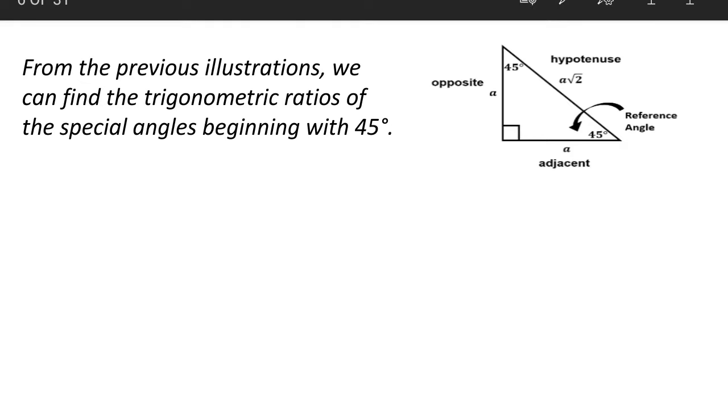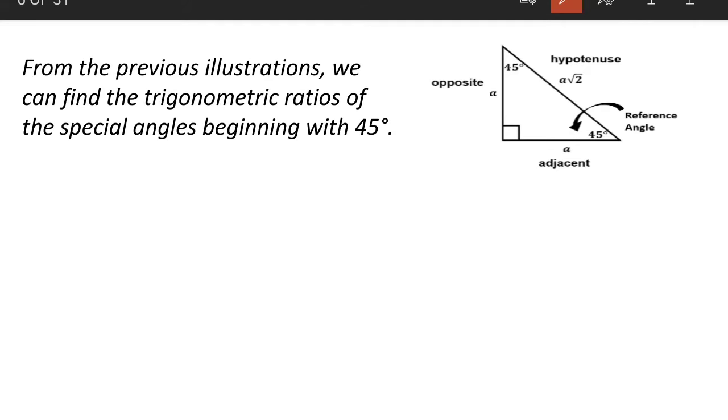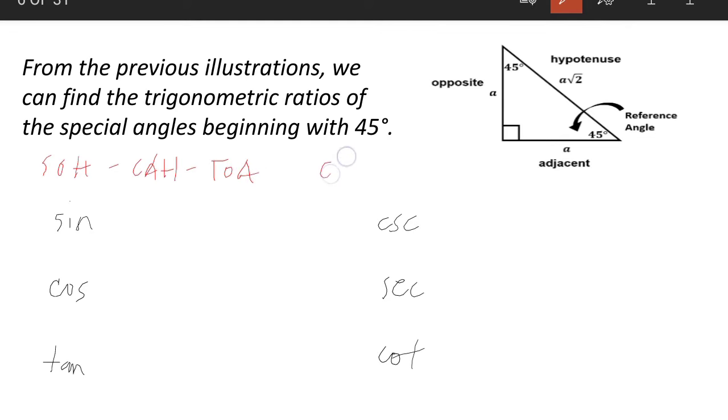By the way, please remember the 6 trigonometric ratios. What are the 6 trigonometric ratios? We have sine, cosine, tangent, cosecant, secant, and then cotangent. If you can't recall these 6 trigonometric ratios, just remember the acronym SOH, CAH, TOA, and then CHO, SHA, CAO. So just remember those acronyms.